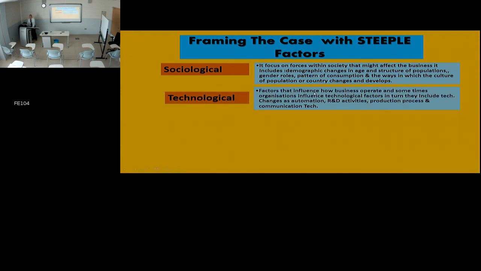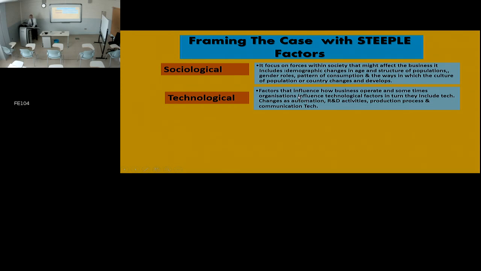Now we move to the second one, technological. Our definition: it influences how businesses operate, meaning devices, machines in the organization. Technological factors in turn include tech changes, automation, R&D activities, production process, communication. In other words, it focuses on the internet, on the software and the hardware, R&D, and research and development.